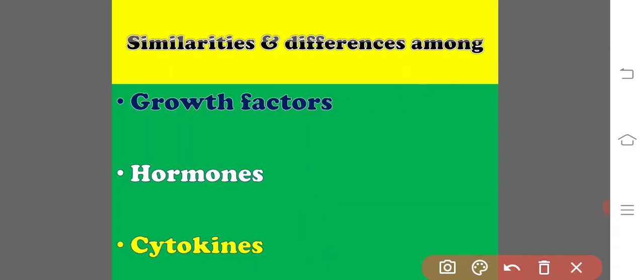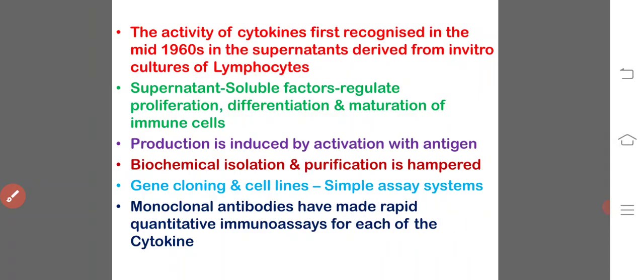Whereas hormones act at long-range distances in an endocrine fashion, cytokines act over short distances in an autocrine or paracrine fashion. Hormones are produced by special glands and show unique action on few types of target cells. Cytokines are often produced by and bind to a variety of cells. So these are the similarities and differences among growth factors, hormones, and cytokines.